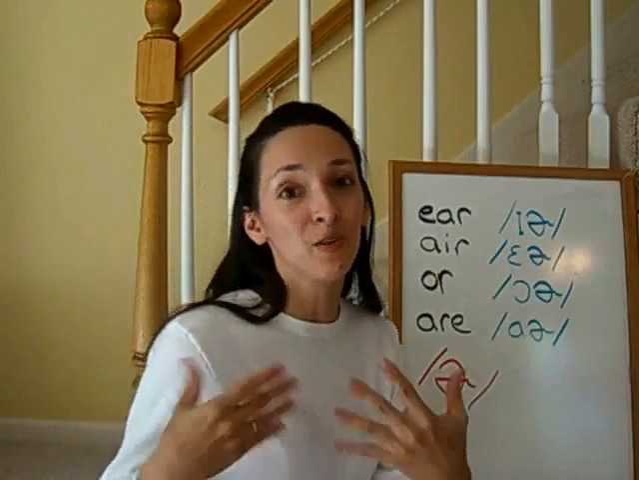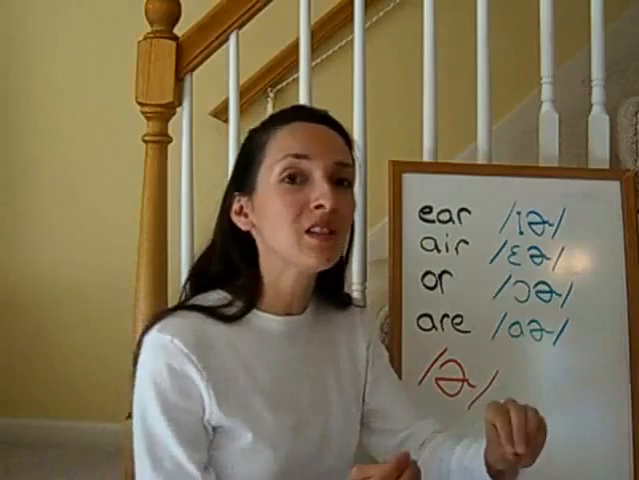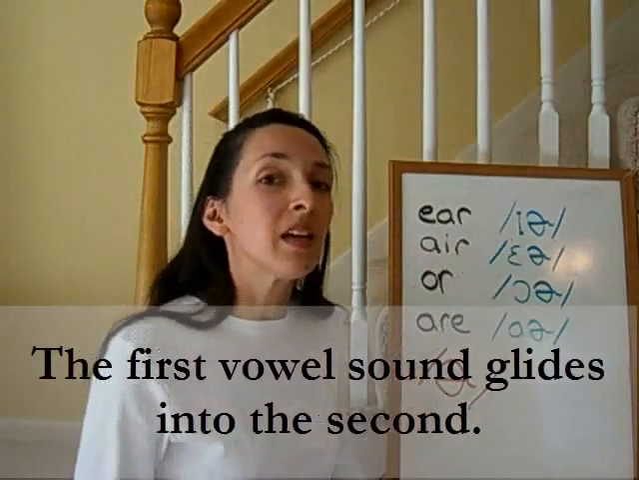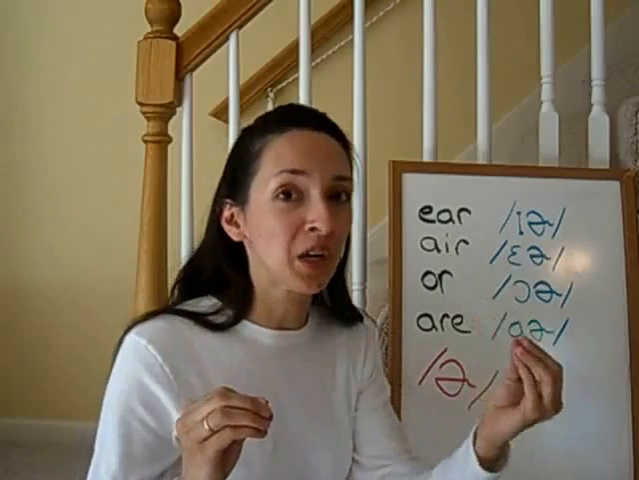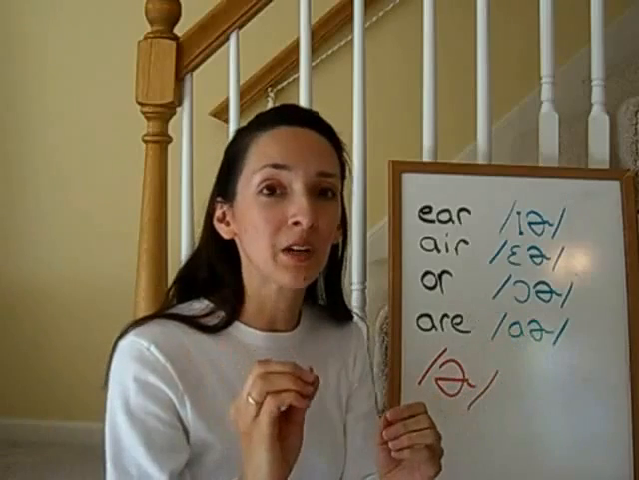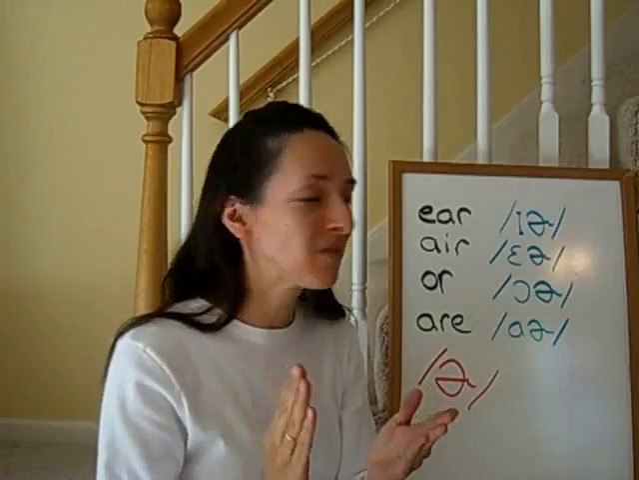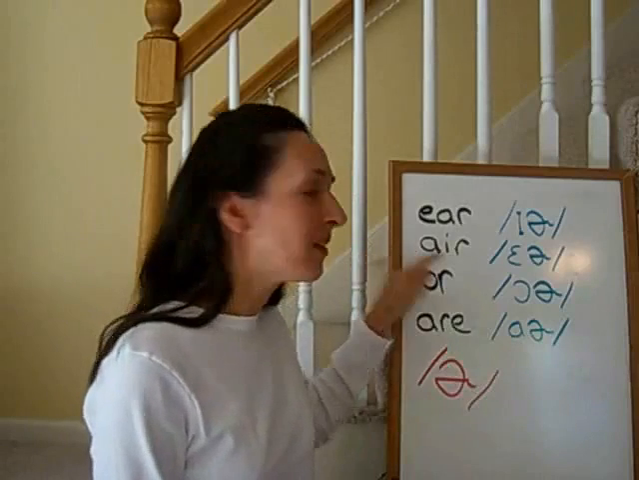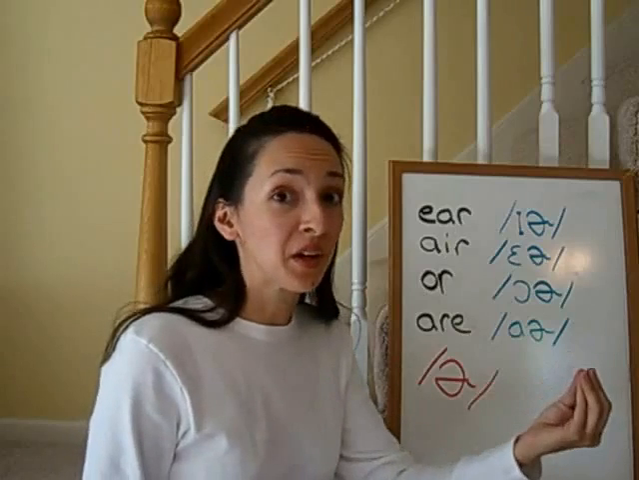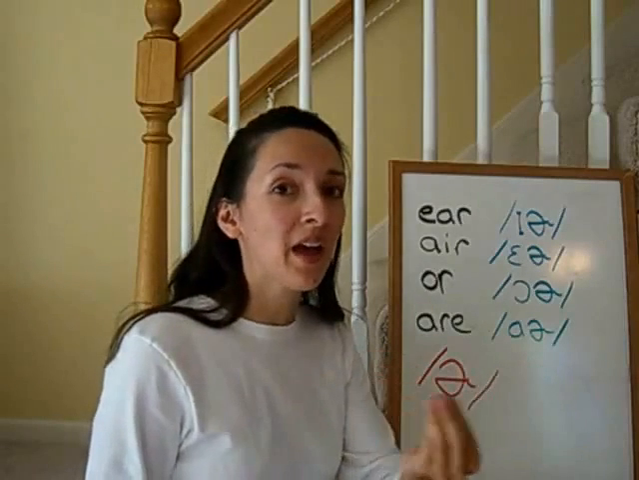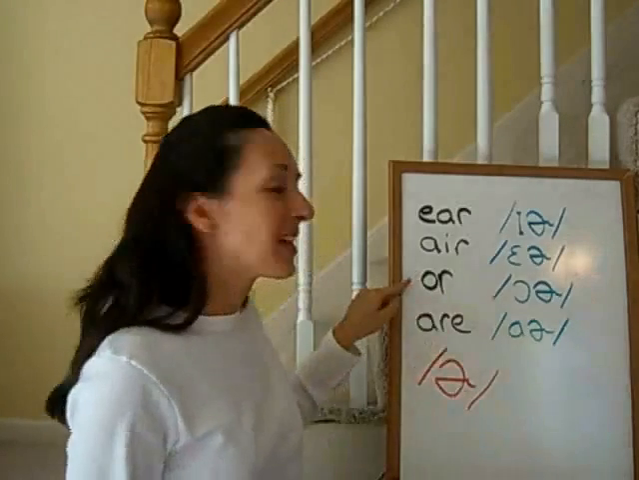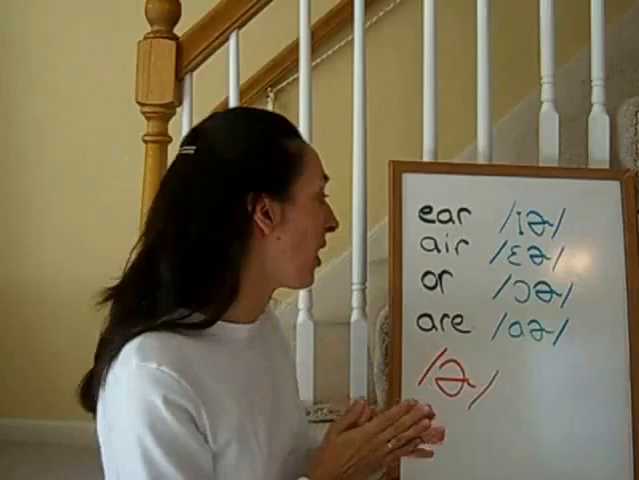What you're going to do is take the first vowel sound and glide into the R sound. So your first sound here is I. I is going to glide into R: ear, ear. Get it? The second word is air. The first vowel sound in this word is air, air. And that gliding happens in the next two words as well.